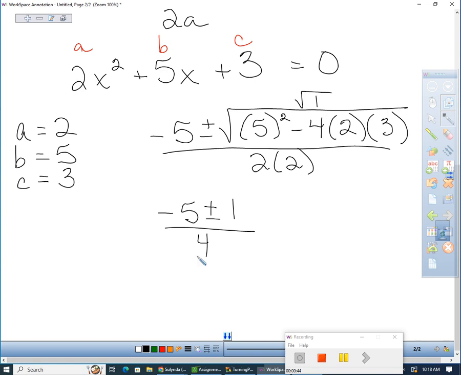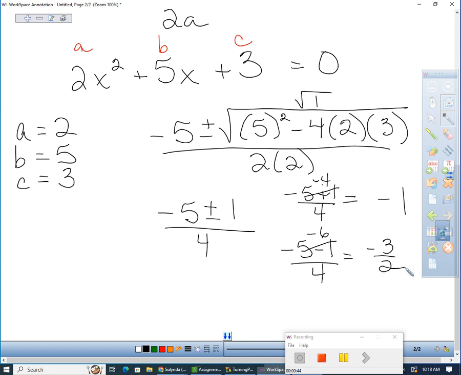So now technically we have two things to simplify. We have negative 5 plus 1 divided by 4, and we have negative 5 minus 1 divided by 4. Negative 5 plus 1 is negative 4. Negative 4 divided by 4 is negative 1. Negative 5 minus 1 is negative 6. Negative 6 divided by 4 is negative 3 over 2, or negative 1.5. All right?